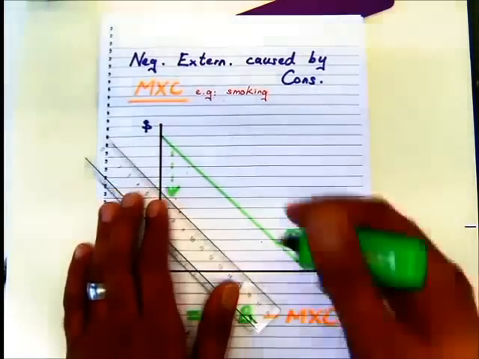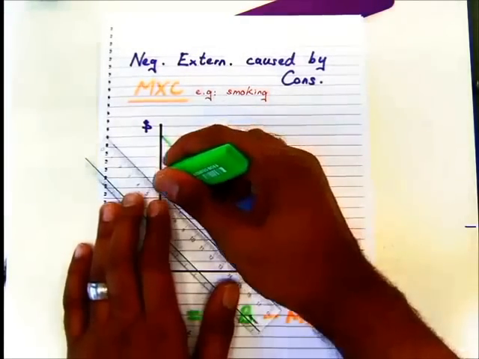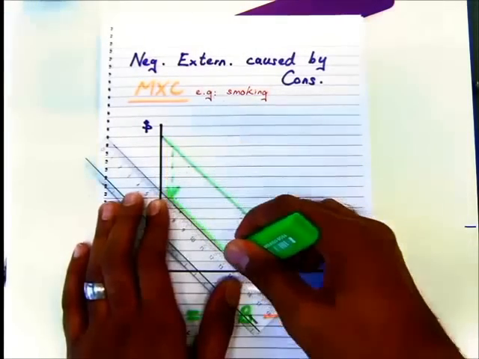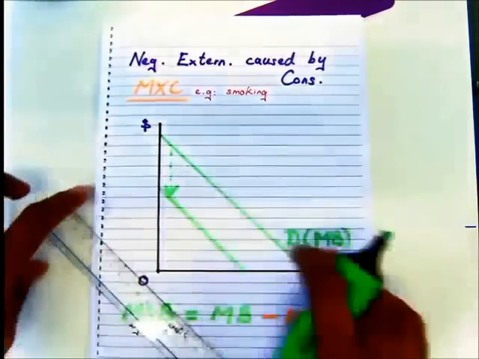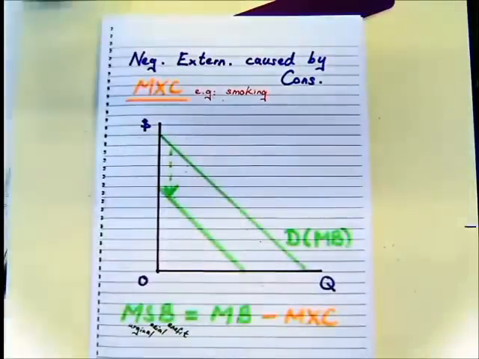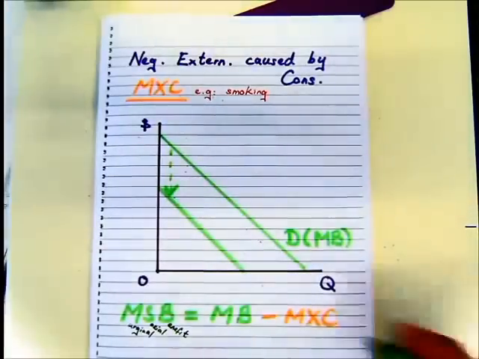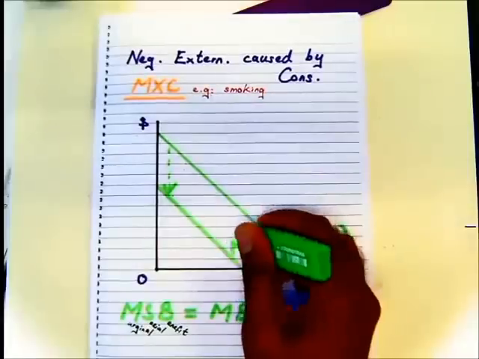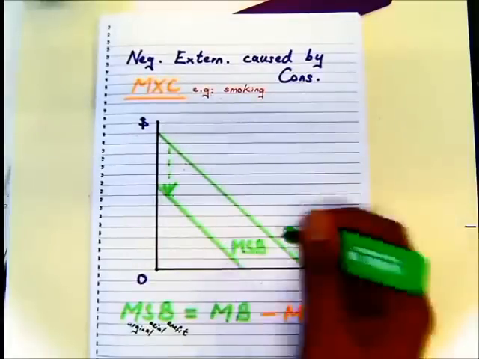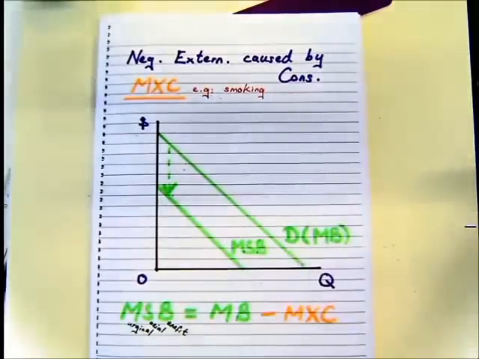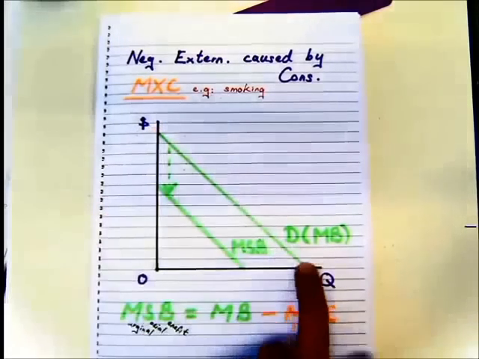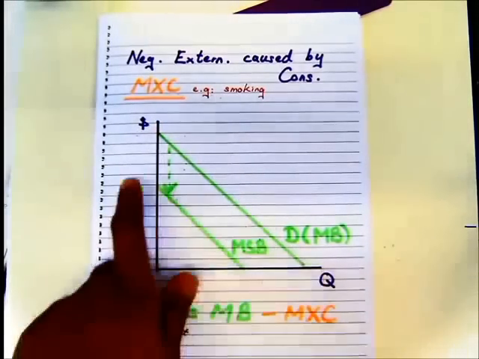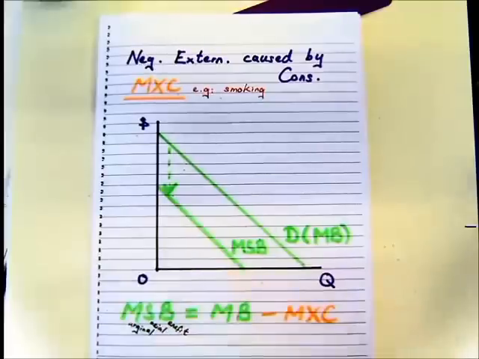So the social benefit of cigarettes is actually lower than the marginal benefit seems to imply. Because of the external cost presented on third parties, the marginal benefit curve should not be there. It should actually be lower.